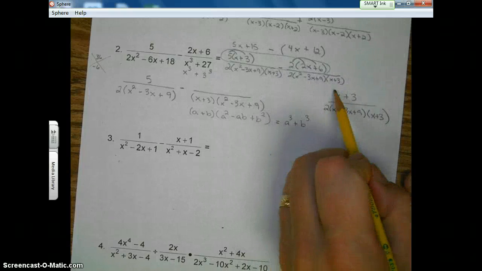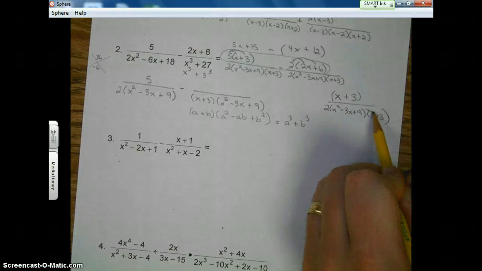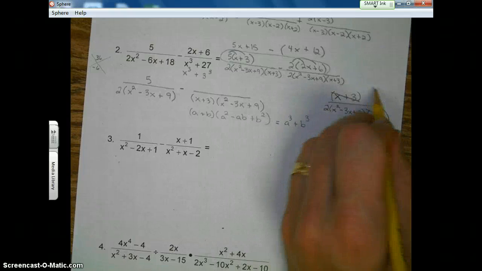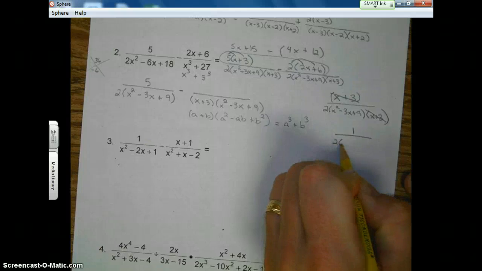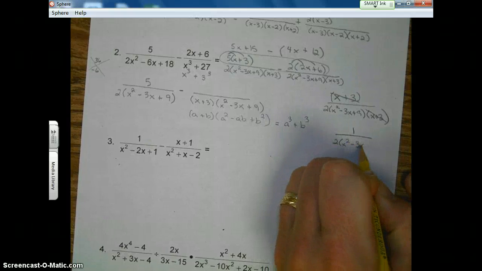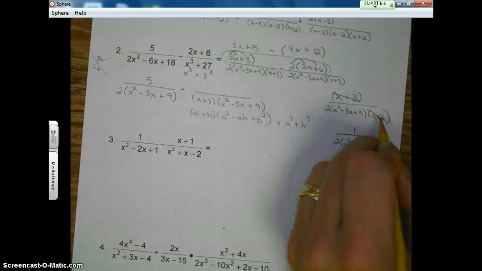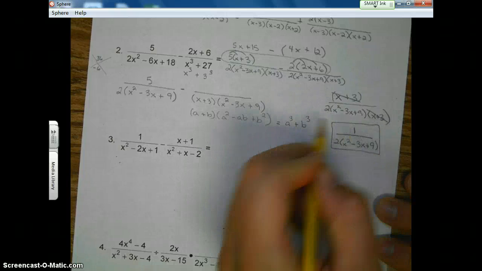And we have a group on top that matches a group on the bottom. So they can cancel. There's nothing left on top except a 1. Because anything divided by itself is 1, 1 over 1. And there we have it.